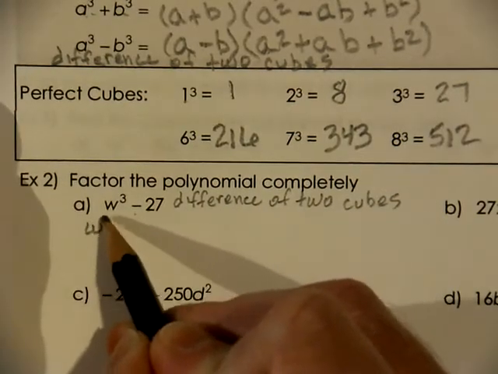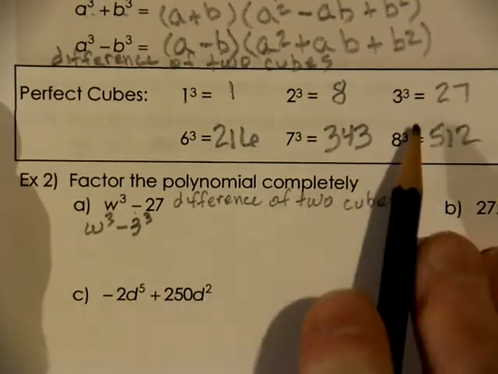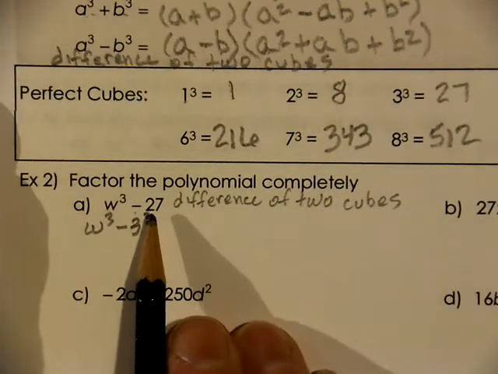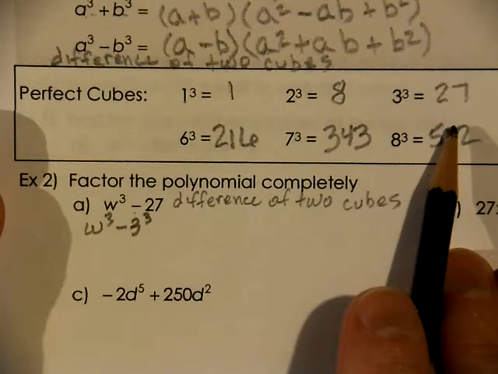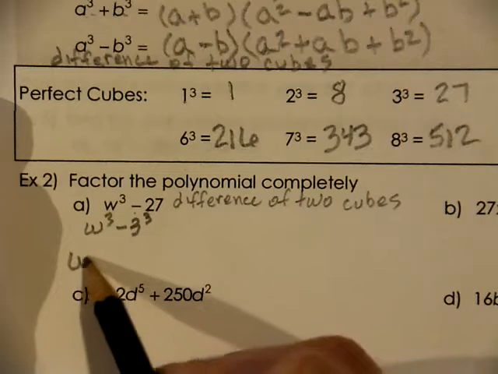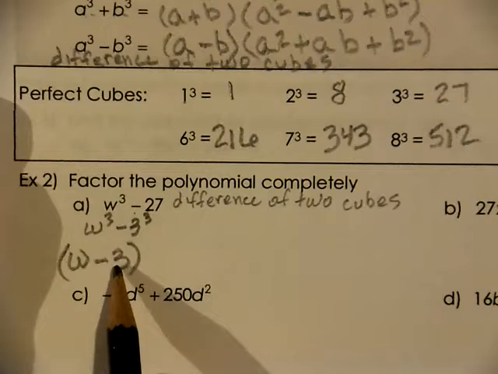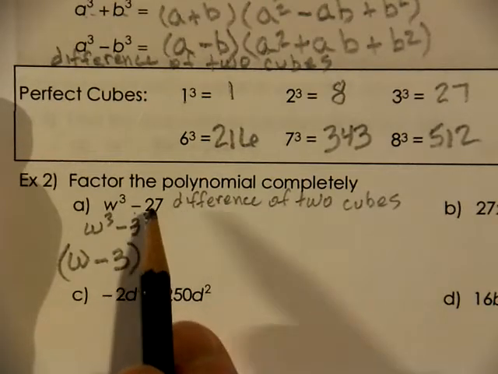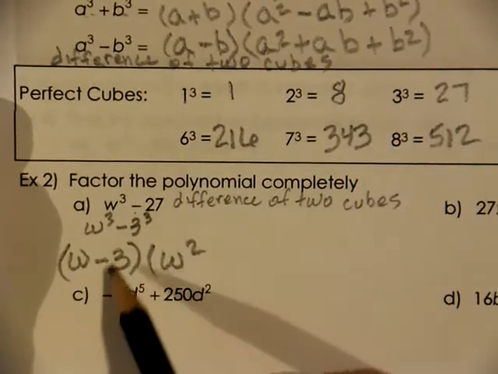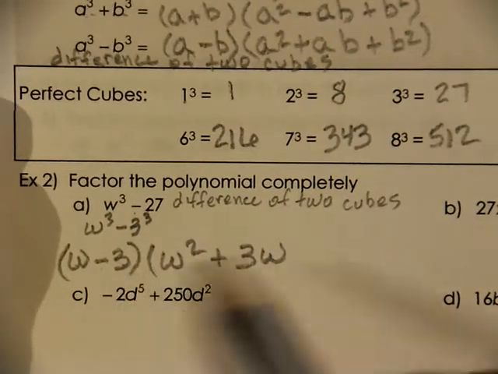So you're looking for an A term, and you're looking for what number is being cubed. And we look over here and we see that 3 cubed is 27. So if you make yourself familiar with these perfect cubes, it makes factoring perfect cubes a lot easier. So your A term is w, your B term is the 3. It's not the 27. You've got to take the cube root of 27. So now you square it, you multiply the two numbers together, change the sign, and square the B term.